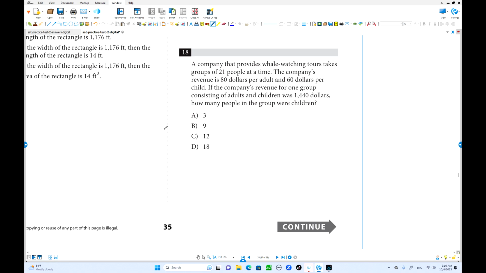Number 18. A company that provides whale watching tours takes a group of 21 people at one time, 21 people maximum. The company's revenue is $80 for each adult, the unit price, and the child is $60 each. The company revenue for one group must be $1440, okay? So how many people? Total is 21. You know that.